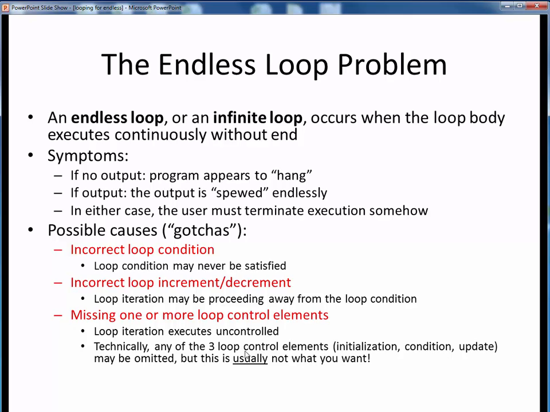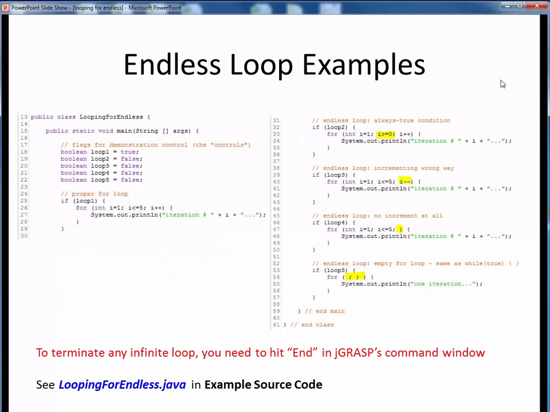Technically, any one of the three loop control elements, either initialization, condition, or update, may be omitted. However, under most normal circumstances, this is usually not what you want. Let's have a look at some examples to make this a little more concrete. This annotated code example shows both a proper for loop for reference, here on the left, and then four possible examples of infinite for loops here on the right.